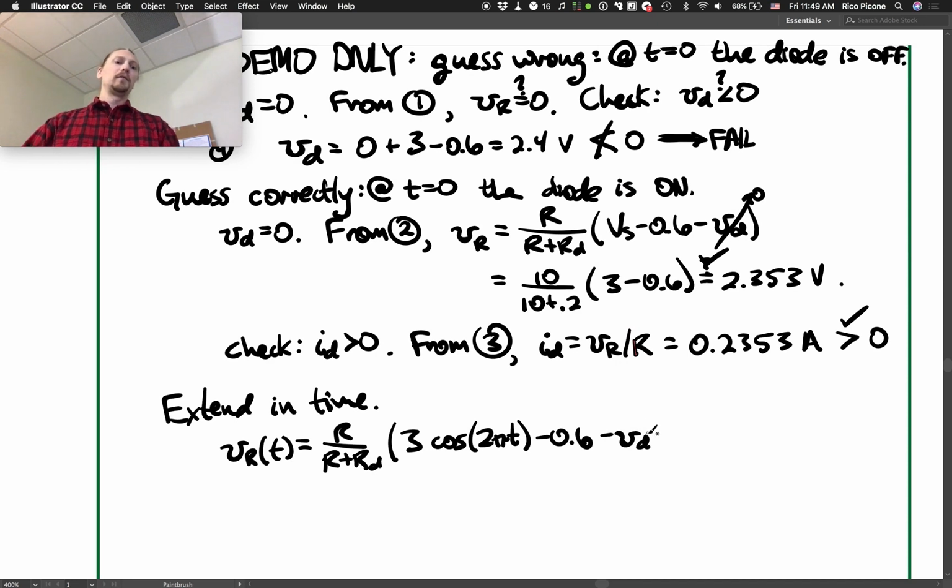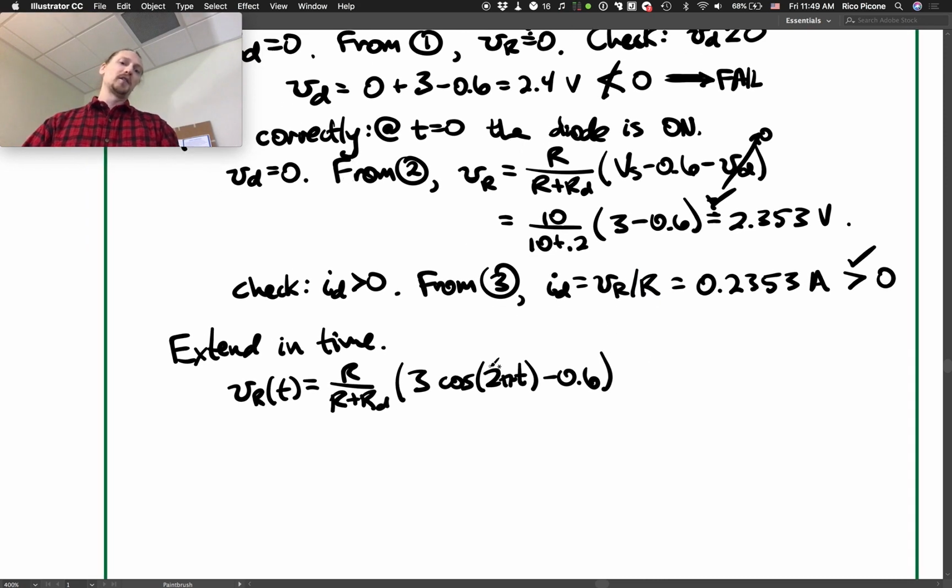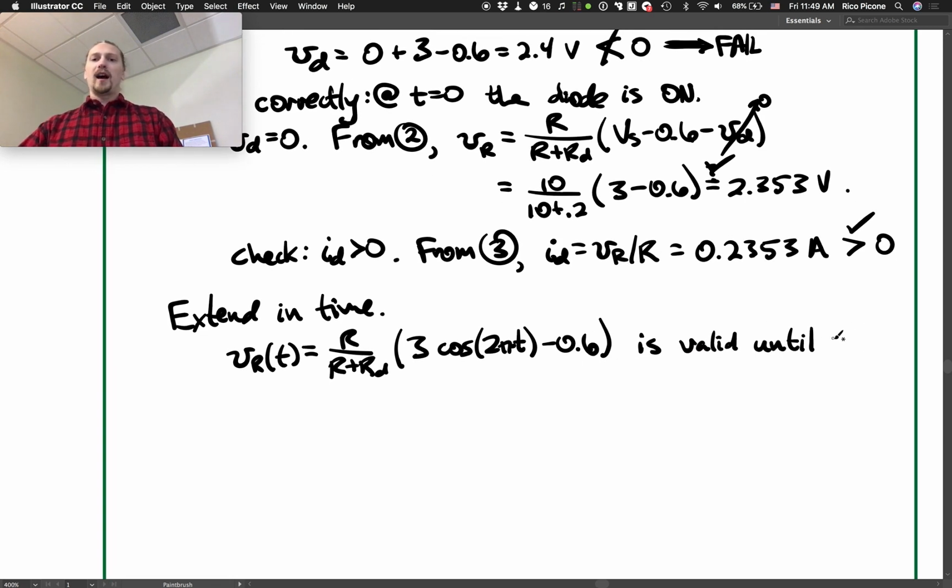Well, actually, when we've done this, Vd is assumed to be 0, right? Because we're assuming that the diode is on. So this is the solution, and it is valid until ID equals 0, right? Because ID has to be positive for this to be true. So until ID is 0, this is the solution.